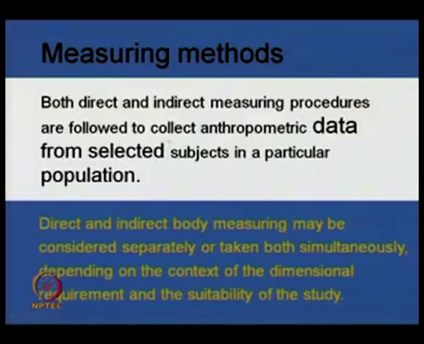Now, both direct and indirect measuring procedures are followed to collect anthropometric data from selected subjects in a particular population group. Now, direct and indirect body measuring may be considered separately or taken both simultaneously depending on the context of the dimensional requirement and the suitability of the study.